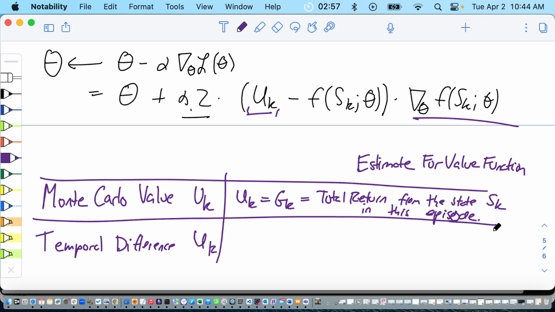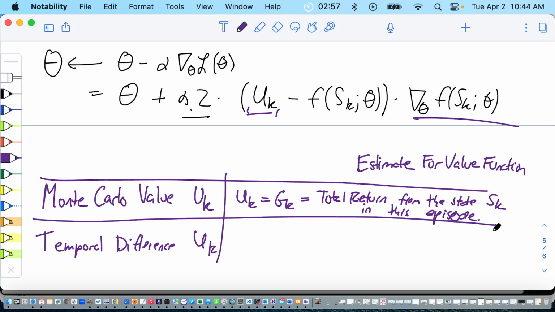Very simple. It really is a more complicated version of the dice roll, right? The dice roll, you just roll it and you're done. In the Markov chains we're looking at, it's not that you roll it and you're done. You have to wait until the whole episode is over. But then you see this number, GK, that's some kind of random variable, just like a dice roll, and then you go based on that. So that's the simplest thing you can do.